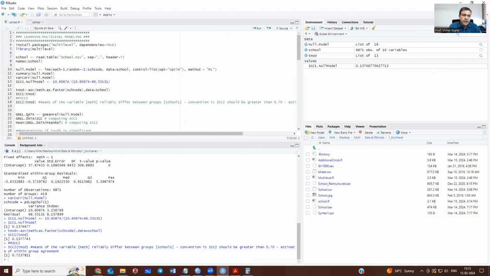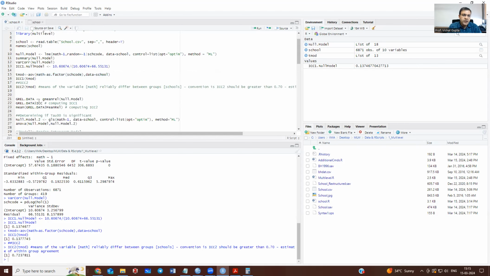Then I told you that there is a third way. There was a slight error in writing that function. I had written capital G, and R is a case sensitive language. So now I have given the right function. It is gmean.rel, group mean reliability.